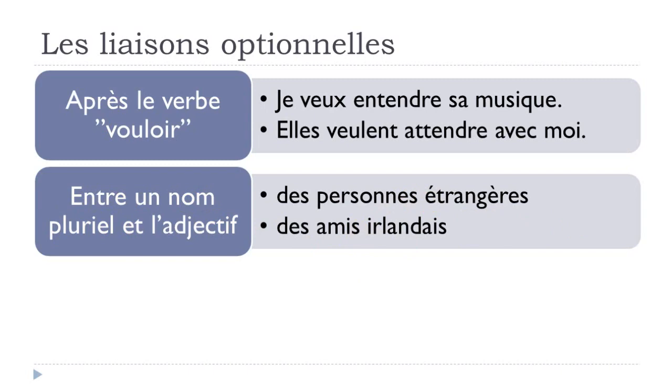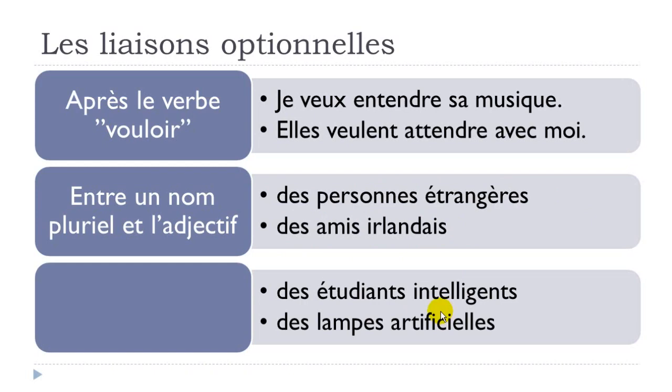Okay, so first option, des personnes étrangères. Or if you want to make the liaison, des personnes étrangères. Des amis irlandais. Or if you want to make the liaison, des amis irlandais. And then I made two more here. Des étudiants intelligents. Or if you want to make the liaison, des étudiants intelligents. Des lampes artificielles. And if you want to make the liaison, des lampes artificielles.